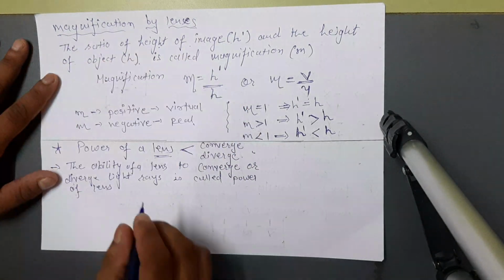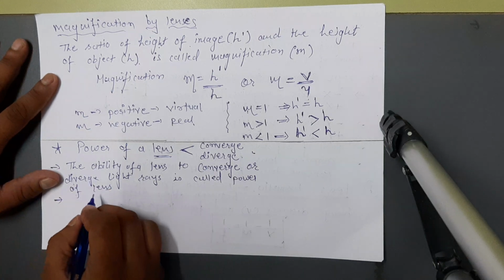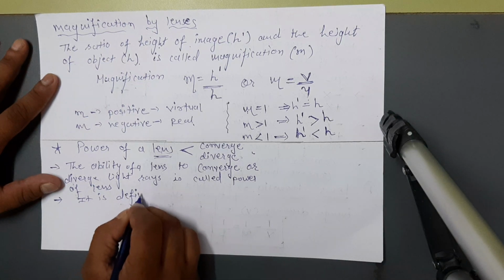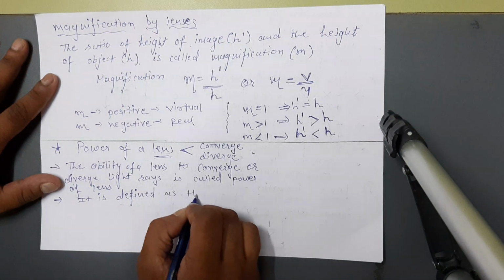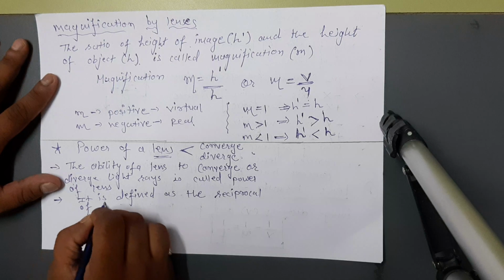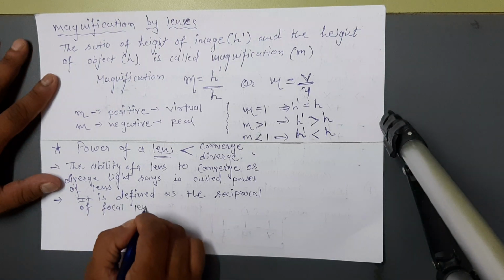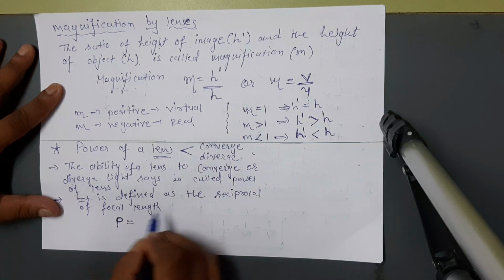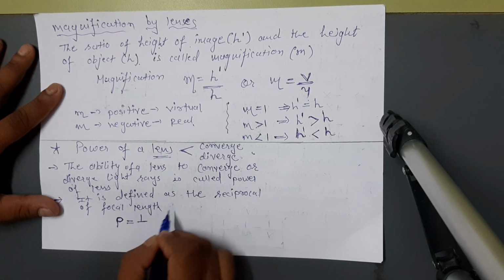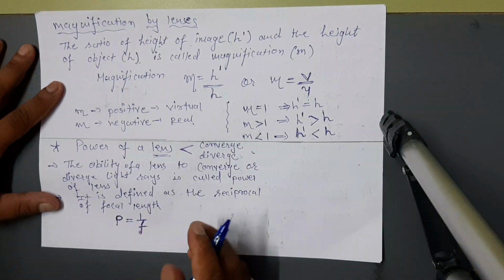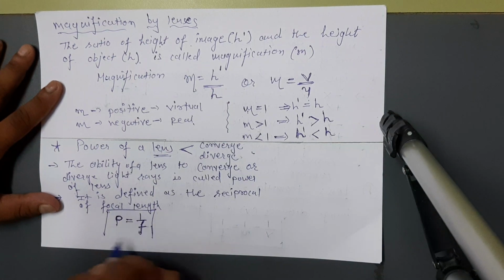From that we can say that it is also defined as the reciprocal of focal length. Suppose the power of a lens is noted as P, so it is defined as the reciprocal of focal length F. So power of a lens will be equal to 1 by F. This will be our formula for power of a lens.